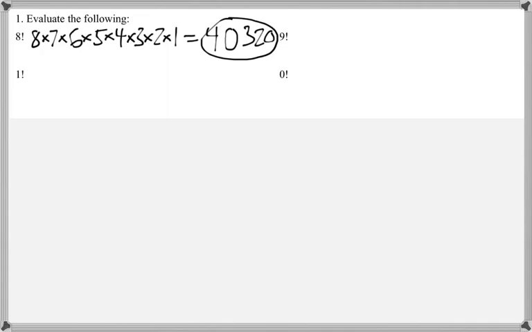So 9 factorial, this is going to be 362,880. 1 factorial is just 1. And then 0 factorial is actually also 1.